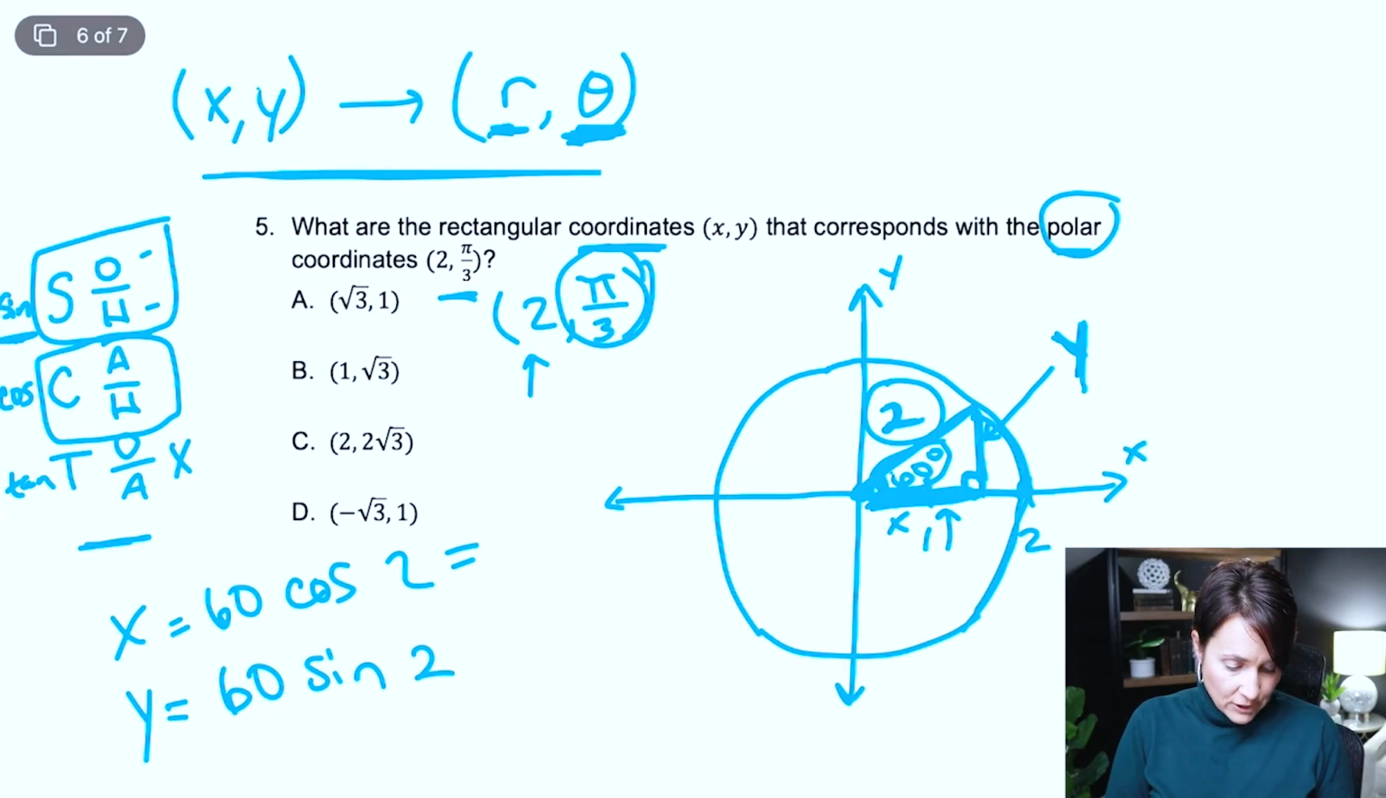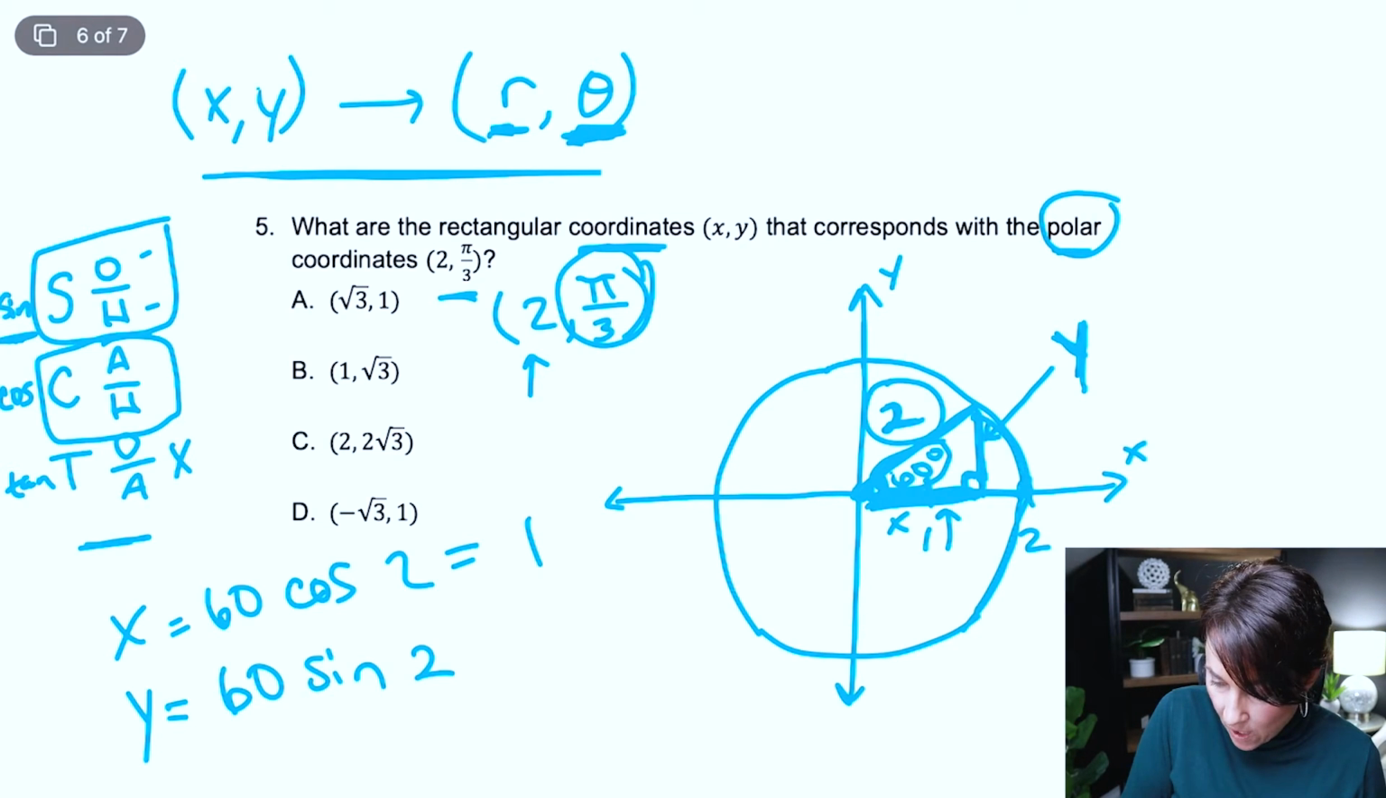Now I can put that right in my calculator here. Let's figure out what x is. If I do cosine of 60, and I like to hit the equal sign just to make sure, I get 0.5. Times 2, that equals 1.